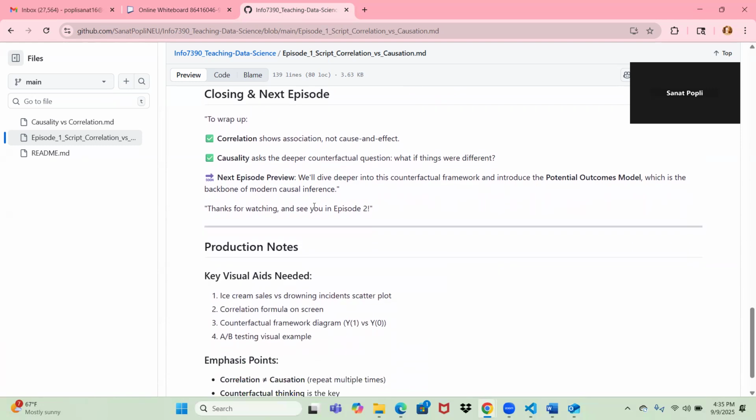To wrap up, we can say correlation shows association, not cause and effect. Causality asks the deeper counterfactual question: what if things were different? For the next episode preview, we will dive deeper into the counterfactual framework and introduce the potential outcome model, which is the backbone of modern causal inference.